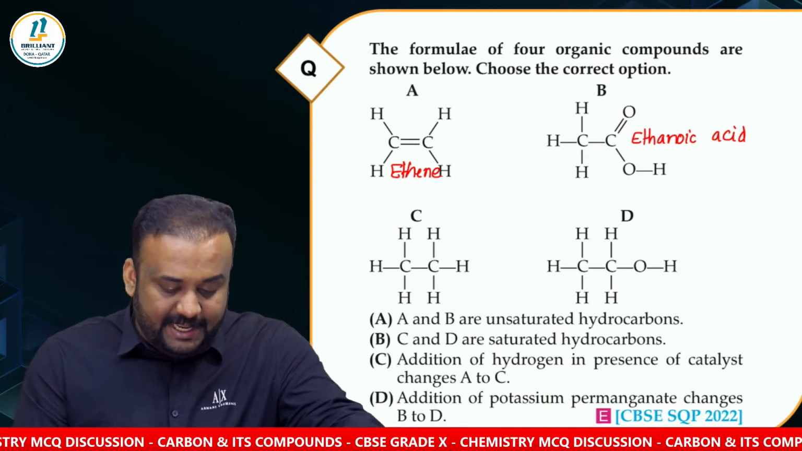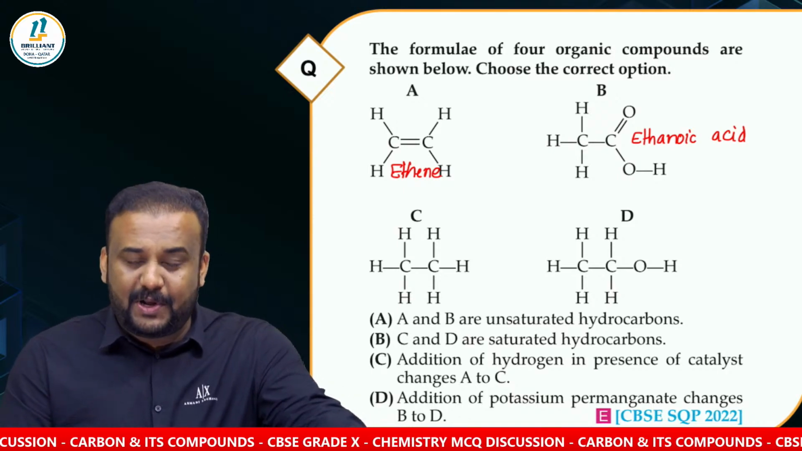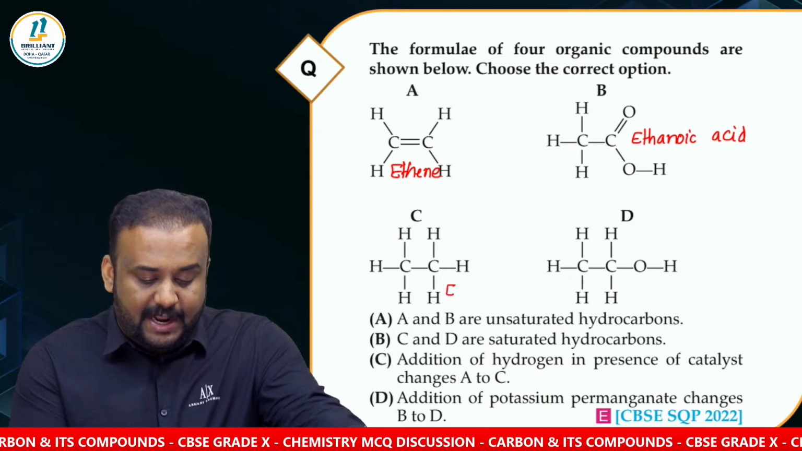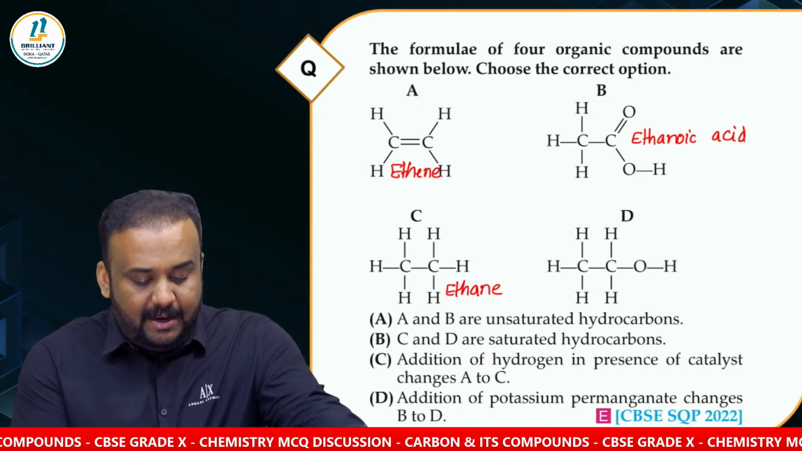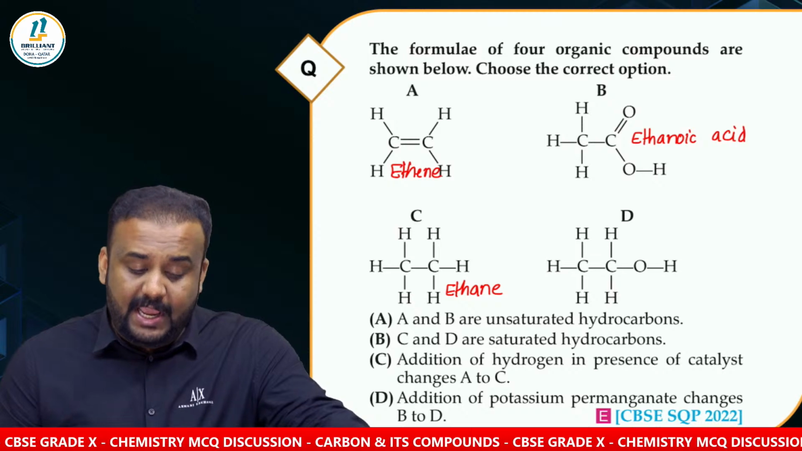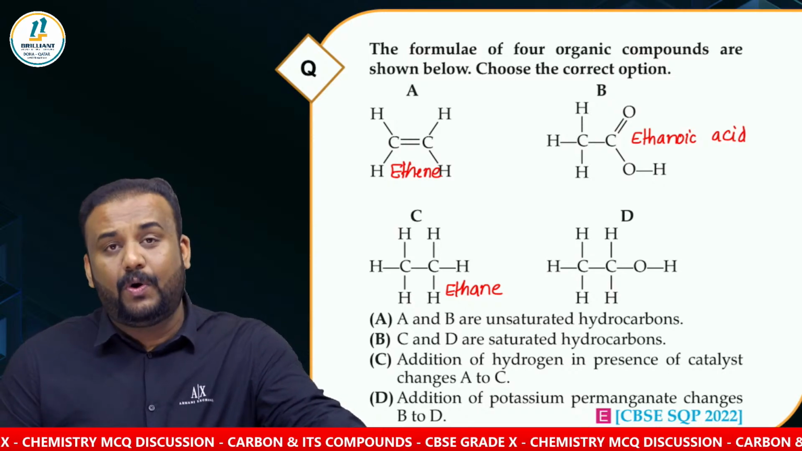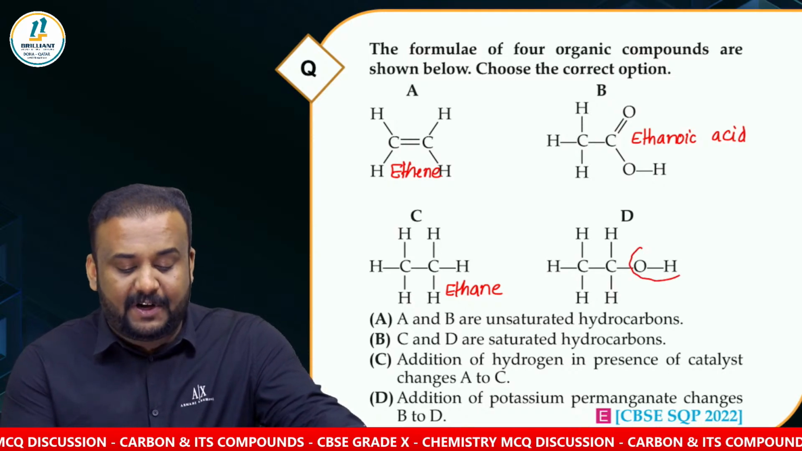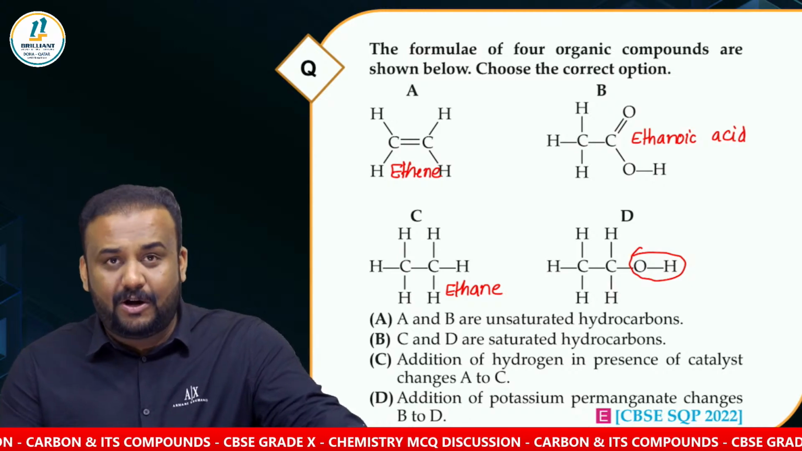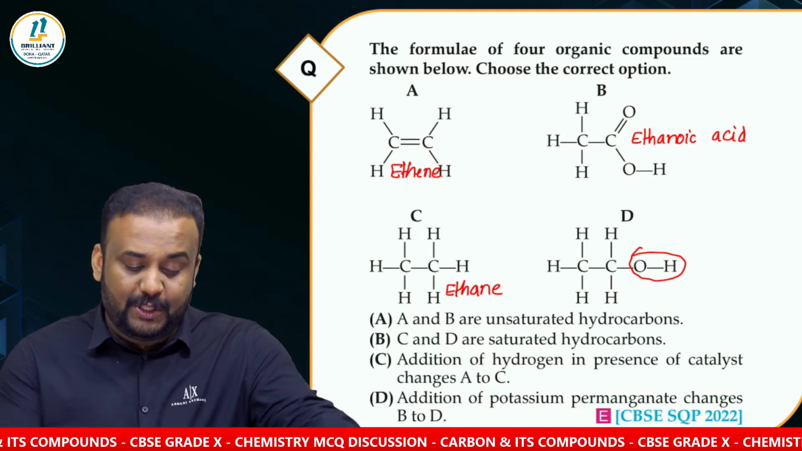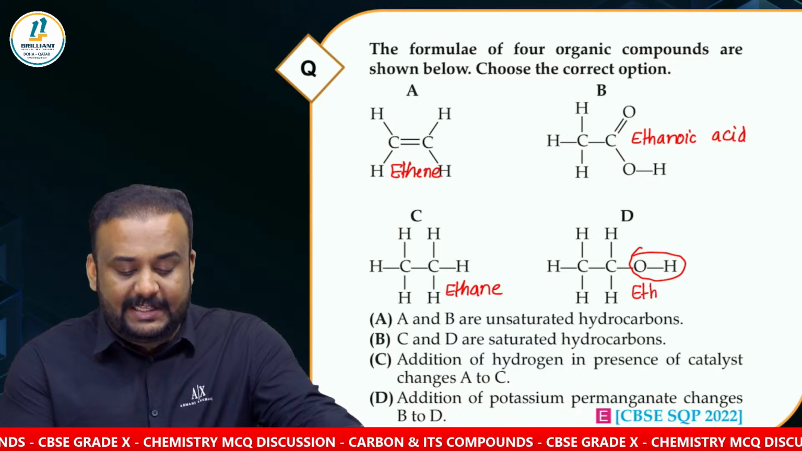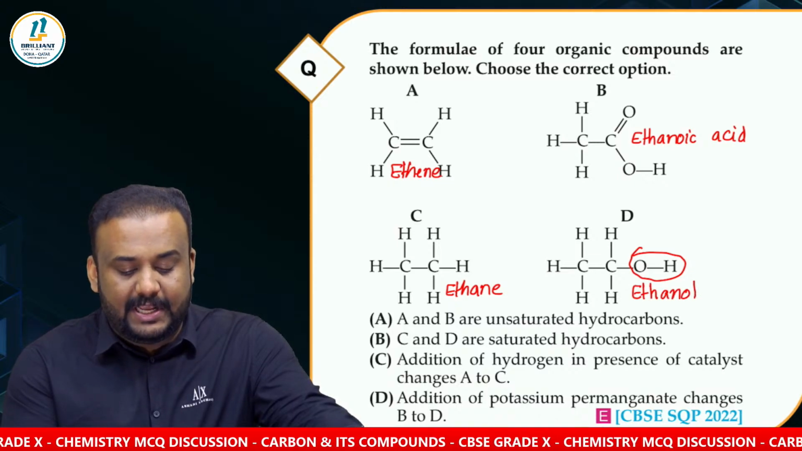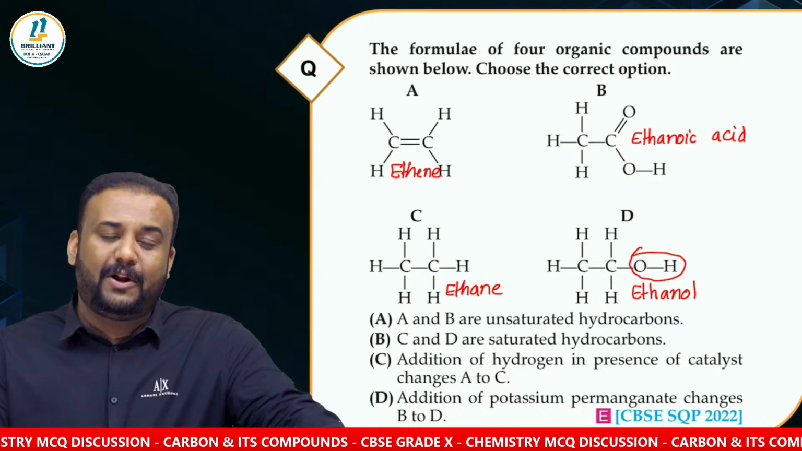What is compound C? Compound C is a saturated hydrocarbon with single bonds, and there are 2 carbon atoms. So this is ethane. And then compound D, we have CH3CH2OH. You know that OH is a functional group which is called alcohol, and there are 2 carbon atoms. So the parent chain is eth. So this alcohol is ethanol. So we have identified all the 4 compounds.